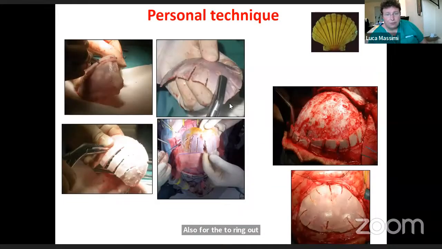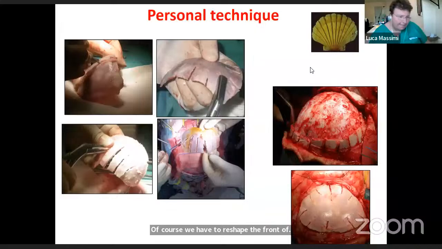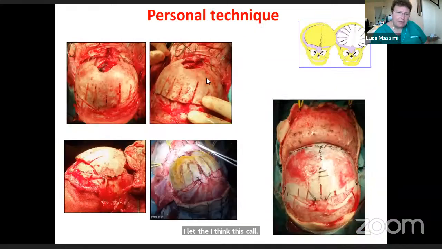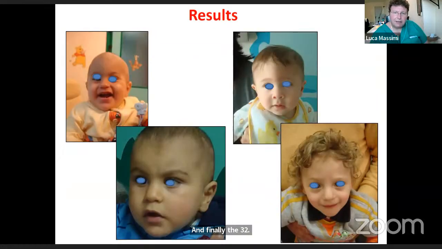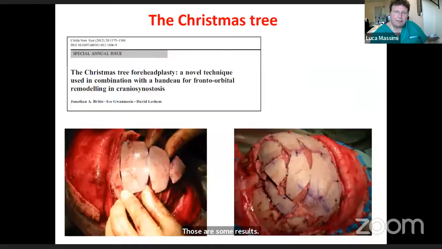Of course, we have to reshape the frontal flap. Our technique is called shell technique, because we reshape it like a shell, and then we put back the bone once the orbit has been fixed. We usually use resorbable plates for this. And finally, the pericranial flap suture. Those are some results in the early and late postoperative period.